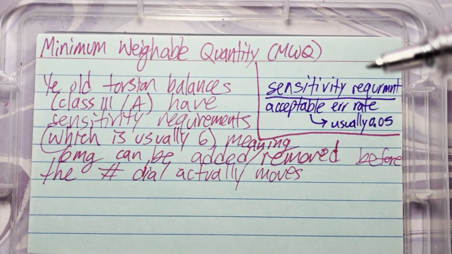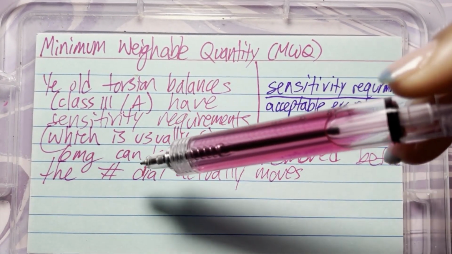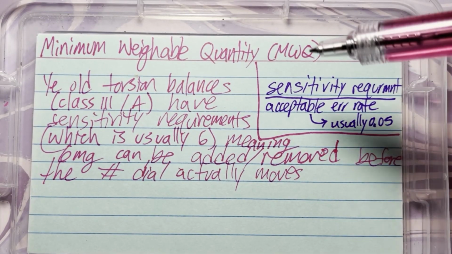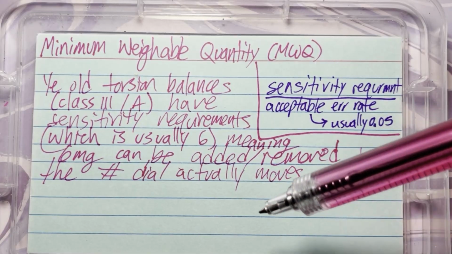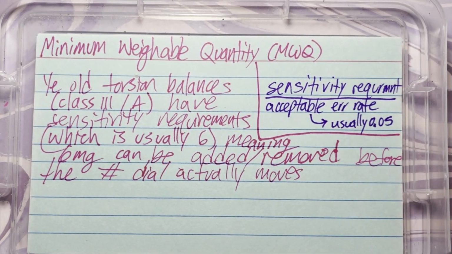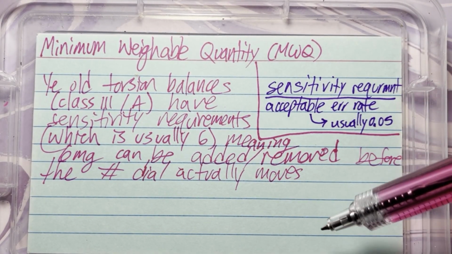Basically, what this is telling us is that 6 milligrams, or whatever the sensitivity requirement is, can be added or removed before the number on the dial of the balance actually moves.